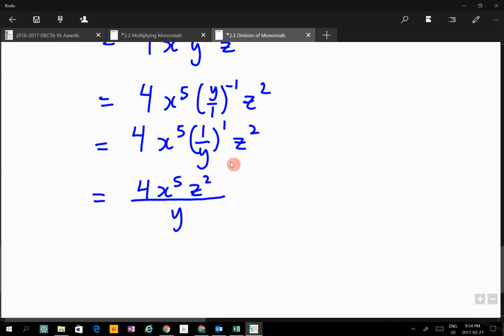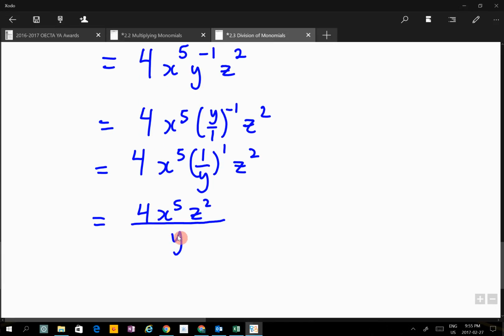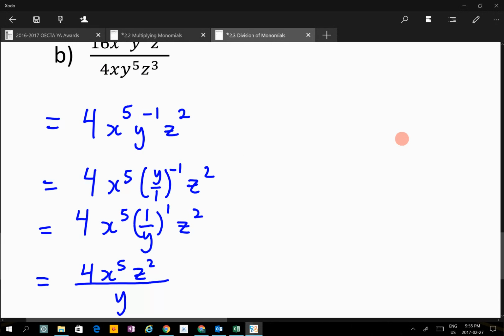Okay, so you can take some shortcuts. If you ever see a y to the exponent negative 1 like this, to change it to a positive, just rewrite the entire thing as a quotient, as a fraction, and put the y on the bottom. Otherwise, you can just follow these steps here. That way you can avoid making any mistakes.